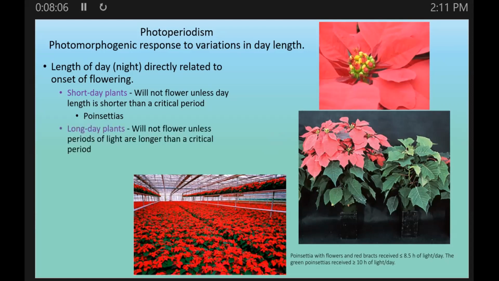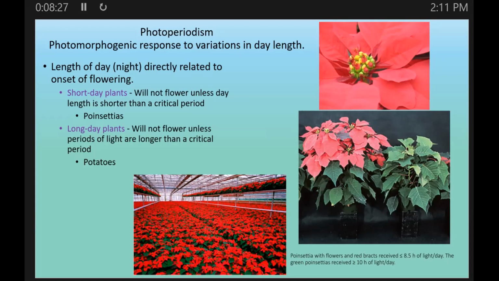Then there are some plants that are long day plants, which is just the opposite. They're not going to flower unless the periods of light are longer than some critical time period. And potatoes fall into that category. That's why they don't flower till late in August usually. They don't flower right away in the spring.